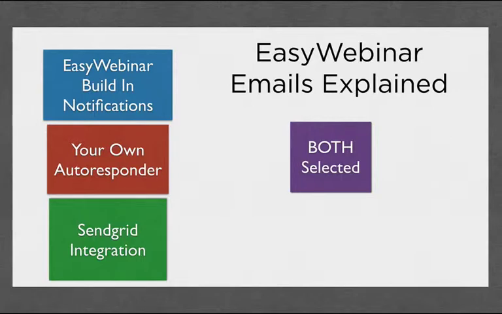So very first thing I want to remind you of, if you've ever been in our back office looking at what emails do go out and how they go out, you have a couple different options. You can use our own built-in notification system to send the emails out that go out before the event starts and after the event starts. You can also use your own autoresponder, and I will explain those scenarios for you. And we've just rolled in a Sendgrid integration, which I'll also explain. And then we have this both option, and I'll explain that as well.